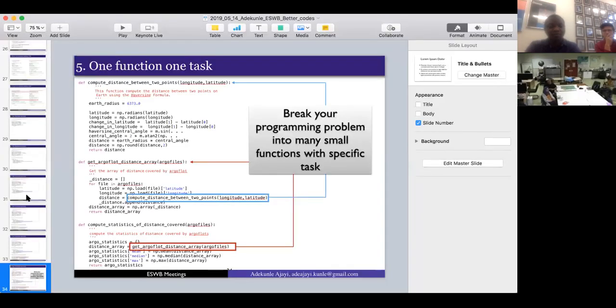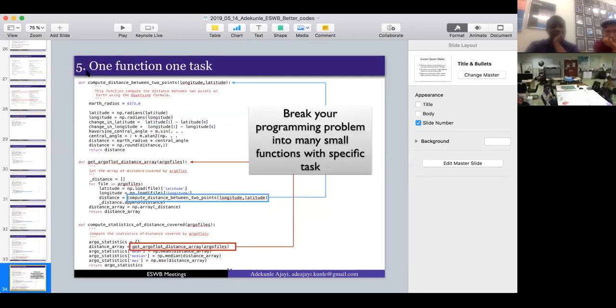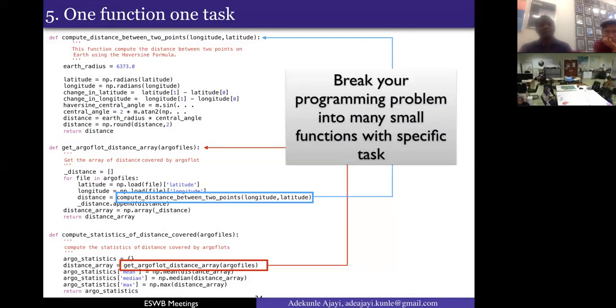Okay, and I talked about keeping a consistent coding style, which is just trying to be consistent with the names, whether it is latitude with an underscore or delta latitude altogether, be consistent with the way you write your code. It's very important. It's going to make your code very easy to understand. It's going to give your code elegance, and you will like it as well. So I'm just trying to emphasize why you need to break your problem into so many functions, because that way it's going to be easier to understand. It's going to be easier for you to debug your code, and you can edit a part of a function without affecting the entire objective or the entire code itself.